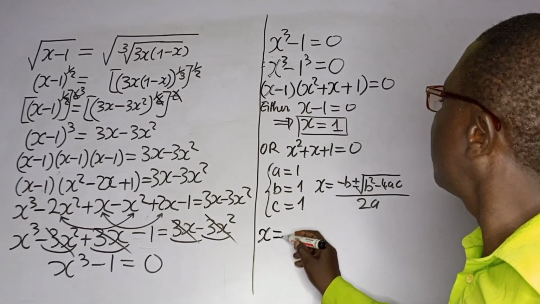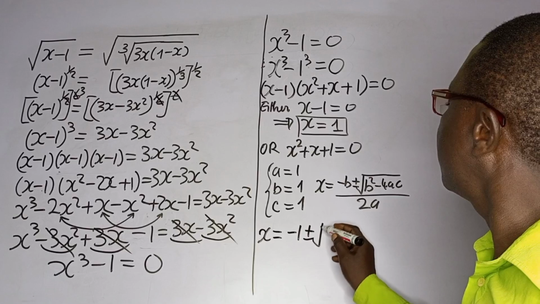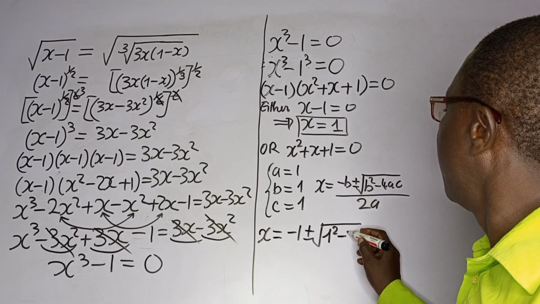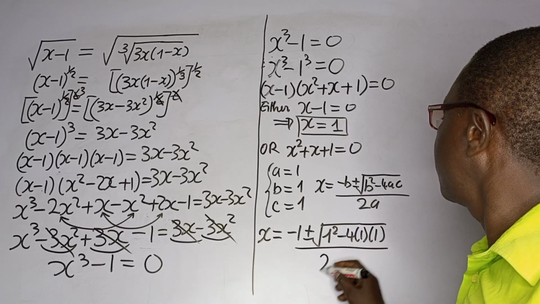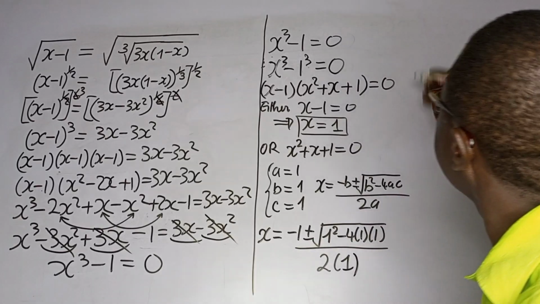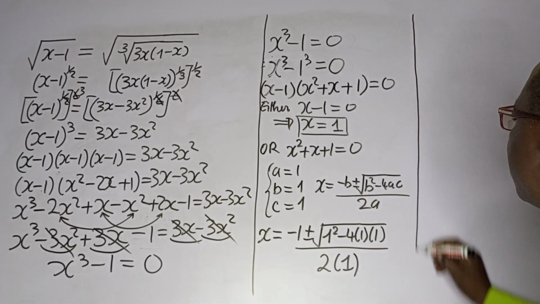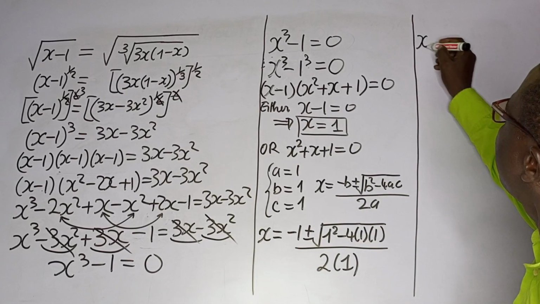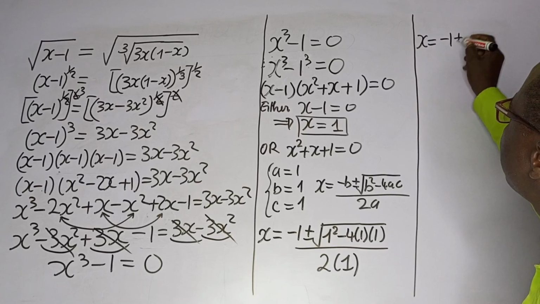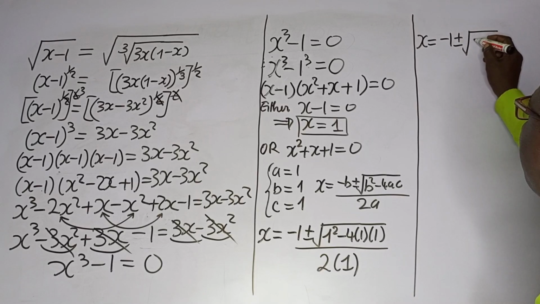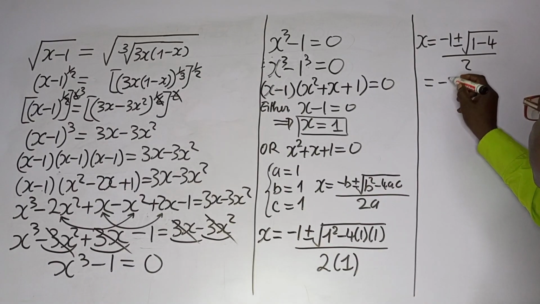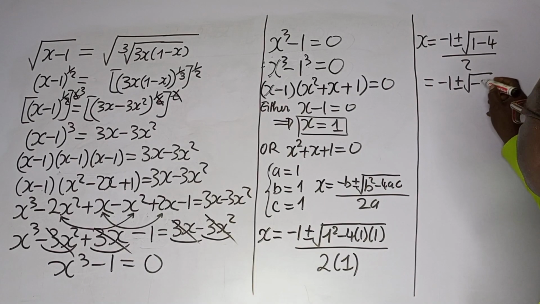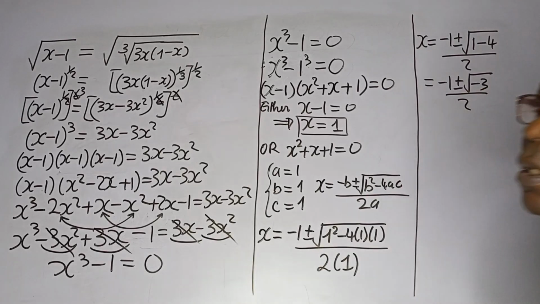So we have x is equal to negative 1 plus or minus the root of 1 squared minus 4 into 1 into 1, all over 2 into 1. This gives us x is equal to negative 1 plus or minus the root of 1 squared is 1 minus 4, all over 2. It gives us negative 1 plus or minus the root of negative 3, all over 2.